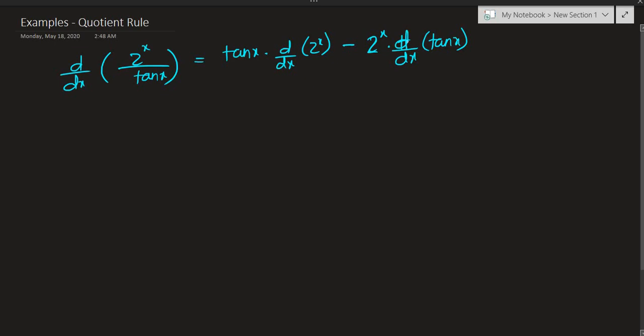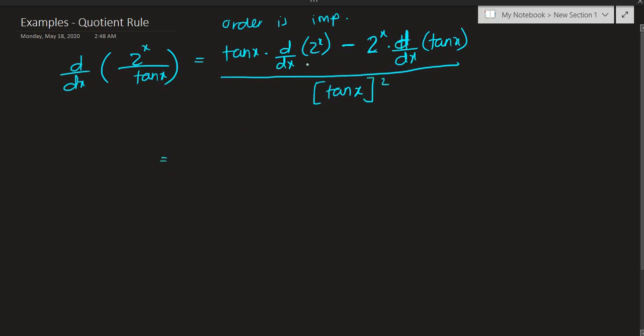Now why I'm saying that you take the dominating function first, why I'm specifying this, is because you have a negative sign, so order is important here. Order is important for the quotient rule, but we have to divide everything by the denominator function squared. So tan x, the whole thing squared.